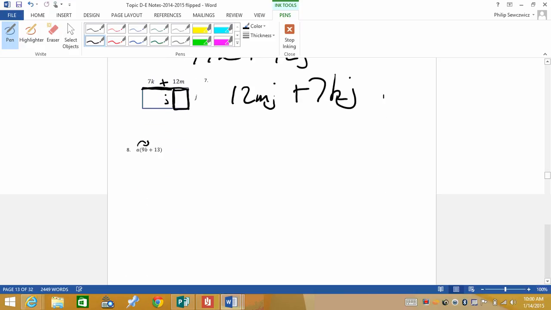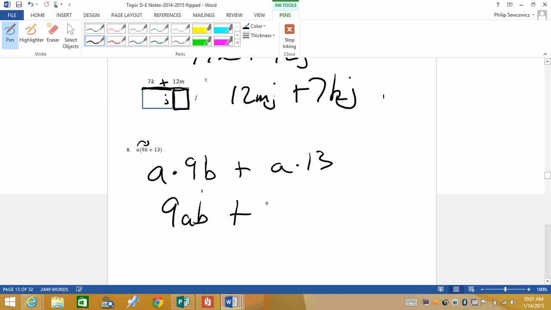This is where a variable comes in, a times 9b. And again, if you want to write it out like we've been doing, that's fine, but there's really not a need to. Plus a times 13. So a times 9b would be 9ab plus a times 13, 13a. Don't get any ideas of multiplying all this together because look what's there. It's an addition sign. So you can only multiply these, you can only multiply these.